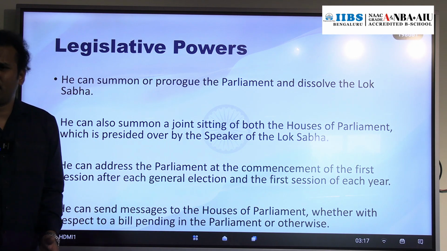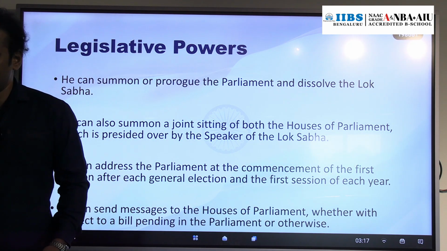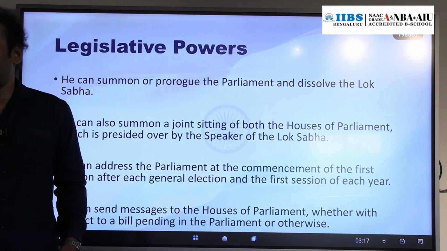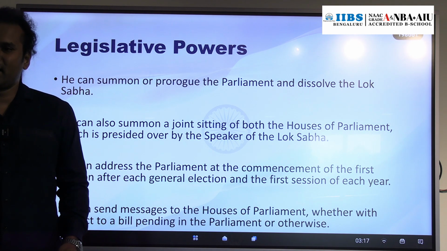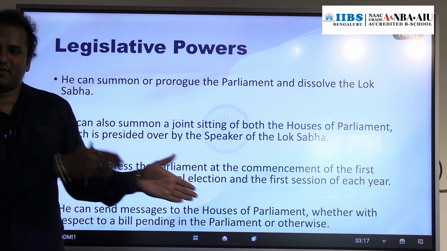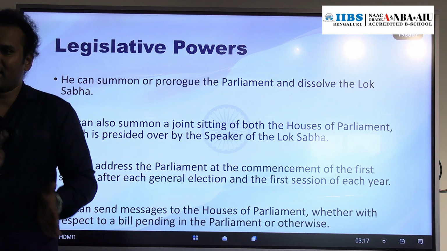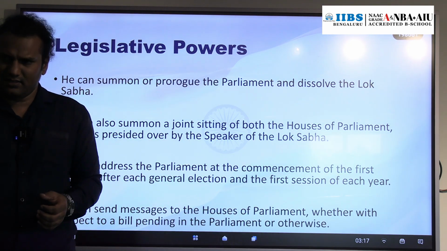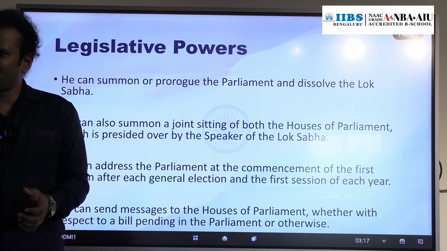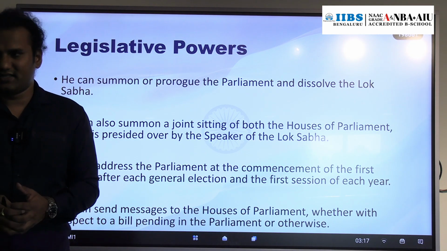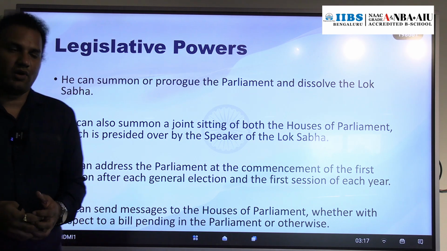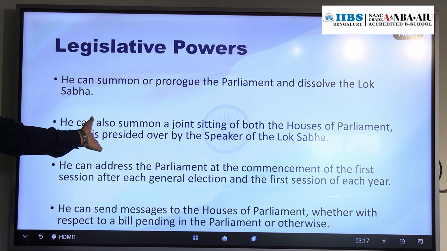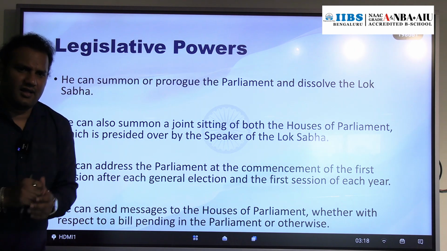Generally, the President will address the achievements of the present government which they did in the last year, from January to December, because the budget session will start in the month of February. But before starting the first session of the fresh year, which is the budget session, the President will address the Parliament, both Lok Sabha as well as Rajya Sabha.